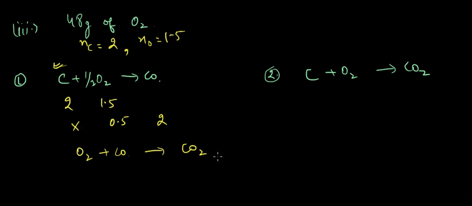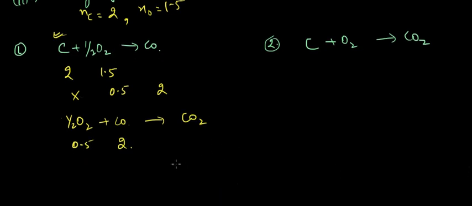Okay, so what would happen next is this will take part, after balancing, needing half a mole of oxygen here. So how many moles of oxygen are remaining? 0.5. And how many moles of carbon monoxide are there? 2. Okay, so obviously O2 is the limiting agent.